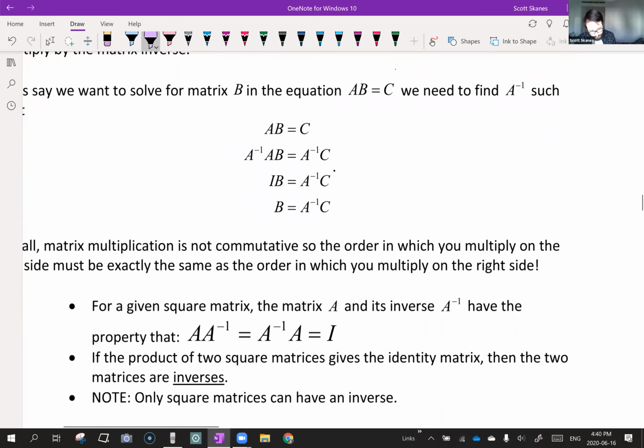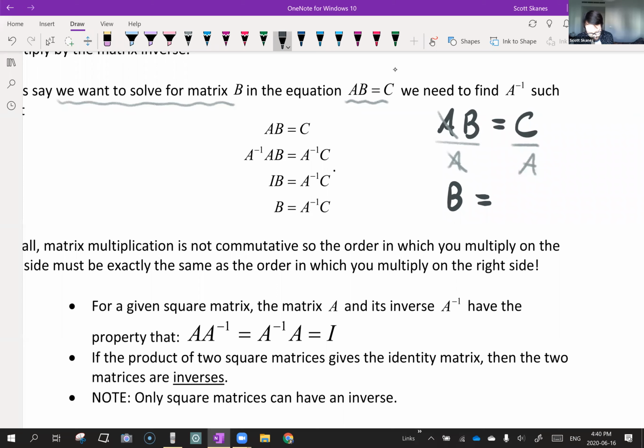For example, it says here, we want to solve for matrix B in the equation AB equals C. So let me show you something. Just forget what it says on the rest of the page. I'm going to try and make it clear to you. What if you had this equation and you're trying to solve for B? Well, normally you'd probably think that you need to divide both sides by A. And that would cancel out A and leave B equals C over A, or 1 over A times C. That actually is not allowed with matrices because we can't divide matrices.